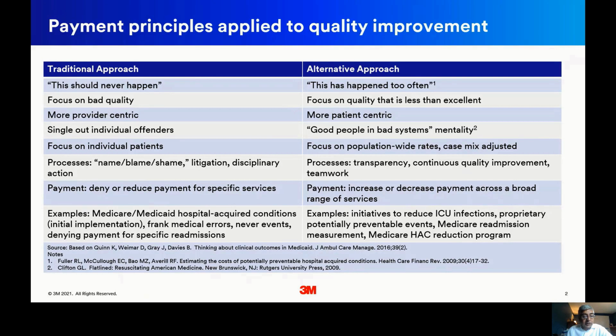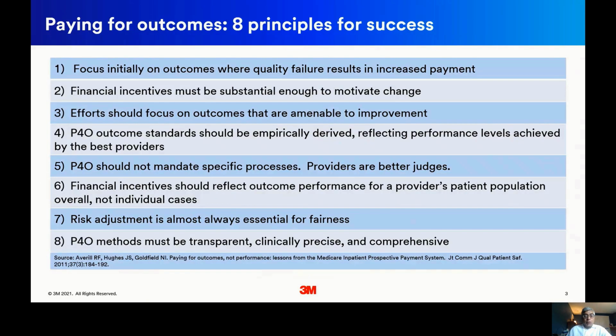On the left are some examples of traditional approaches to improving outcomes, and the alternative approaches are highlighted on the right. When it comes to applying those into a payment policy, we can see all of those principles can be accomplished in payment policy. So the approach we're talking about here is prioritizing where a quality failure results in increased payment. That is an important area. If providers or plans or the system get rewarded for a quality failure, that's low-hanging fruit. The incentives should be substantial enough to motivate change.